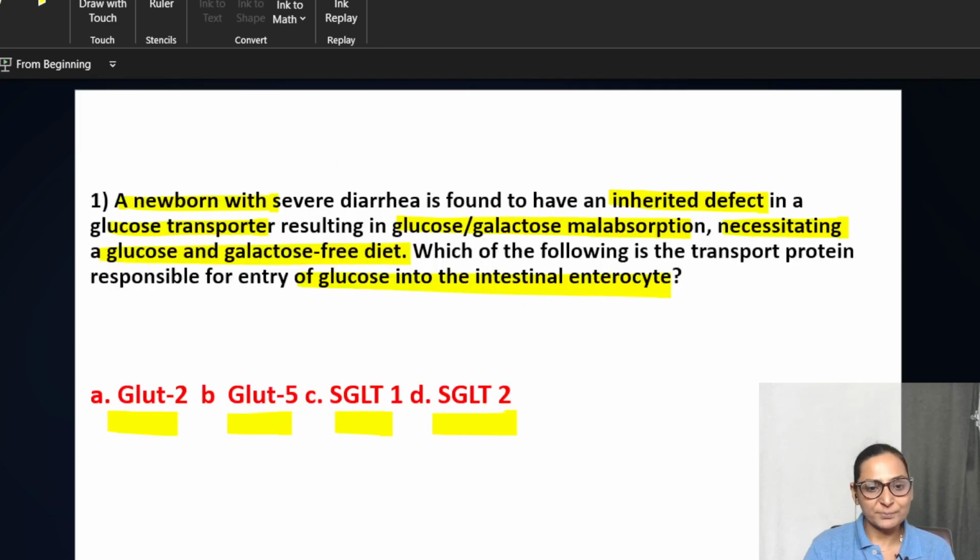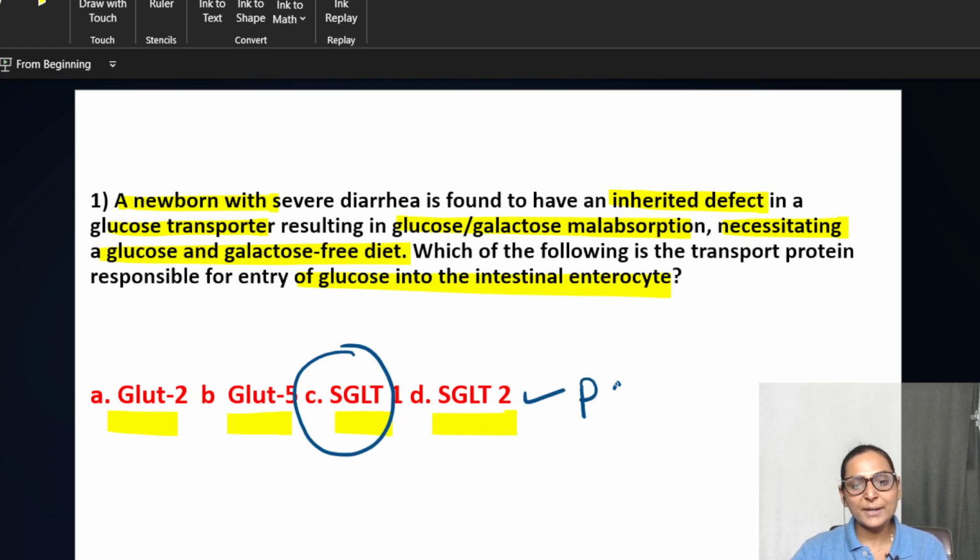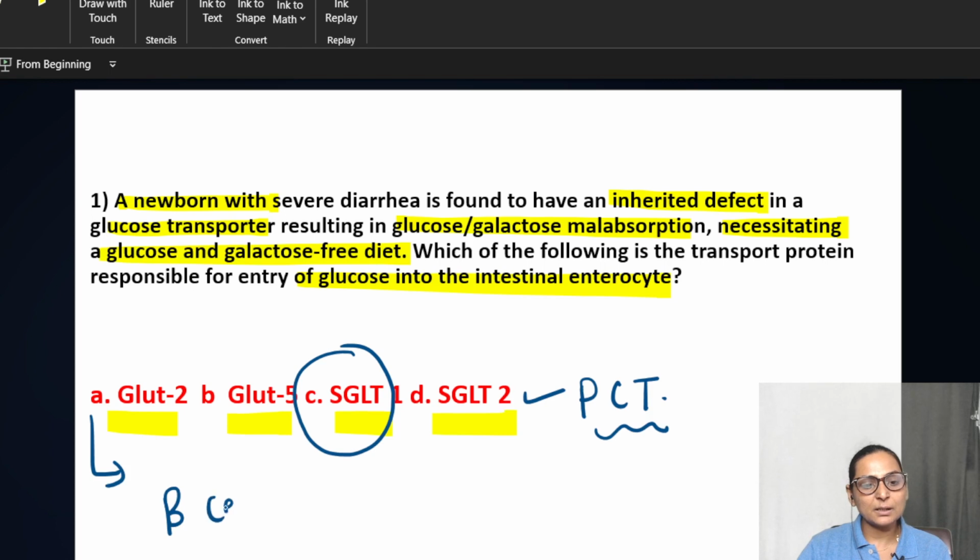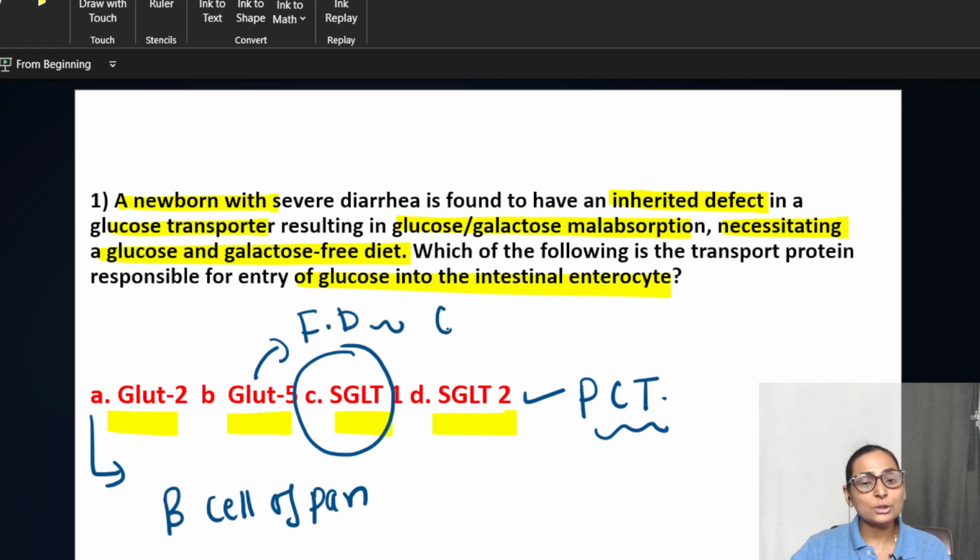Look into the other options. So we've now got the correct answer. C, SGLT1 is the correct answer. SGLT2, I told you, is more important in the PCT for glucose reabsorption. GLUT2 is present in the beta cells of the pancreas, and GLUT5 is an example of facilitated diffusion, but is more important not for glucose but for fructose.